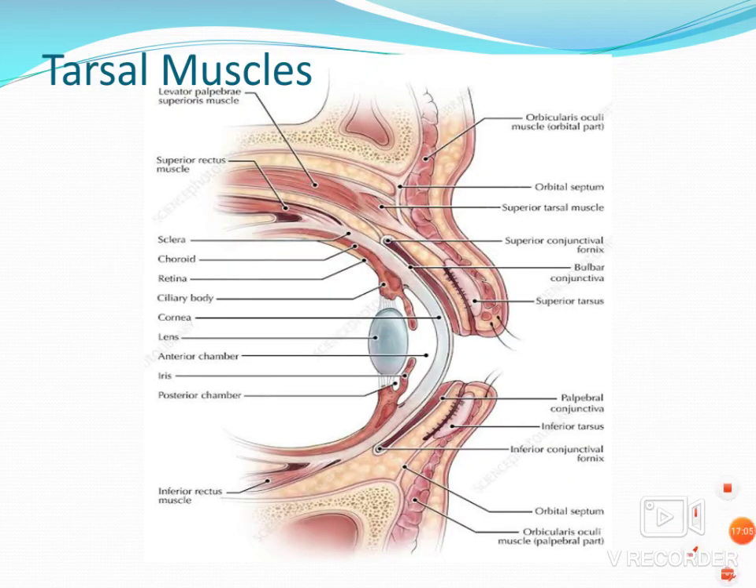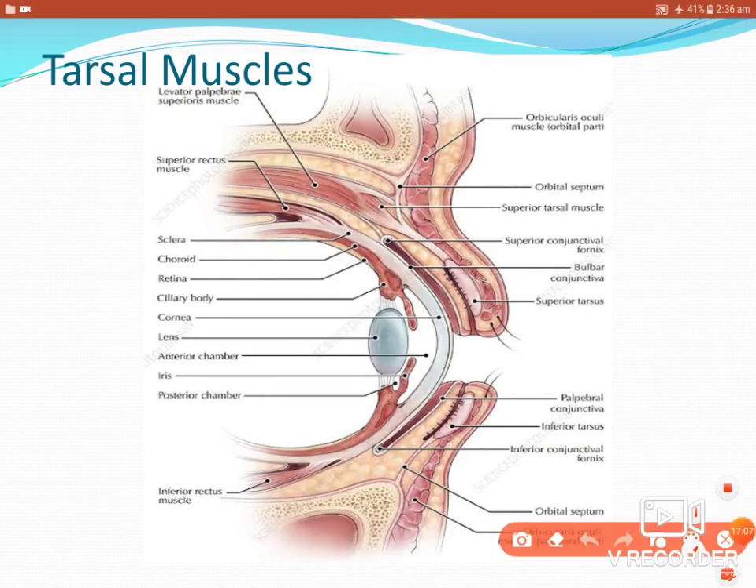Then here the involuntary muscles. So the involuntary muscles include the superior tarsal muscle, inferior tarsal muscle and orbitalis. Here this is the sagittal view. Upper eyelid, this is the lower eyelid. Anteriorly, here this is the cornea, here this is the sclera.